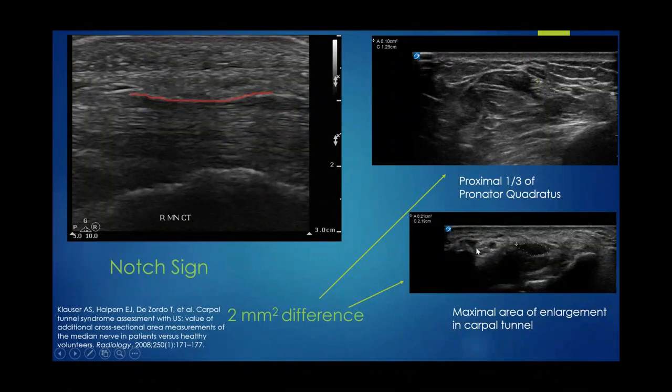These two images here on the left show how you would measure or do the cross-sectional area comparison between the proximal third of the pronator quadratus to that of the maximal enlargement of the nerve within the carpal tunnel. Again, if that is greater than 2 square millimeters, it would suggest the presence of carpal tunnel syndrome.